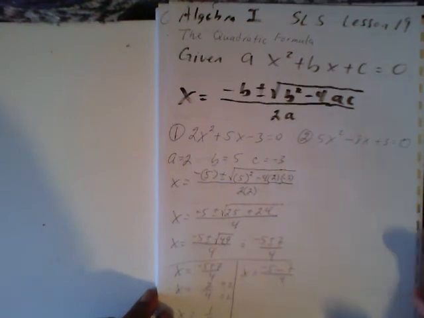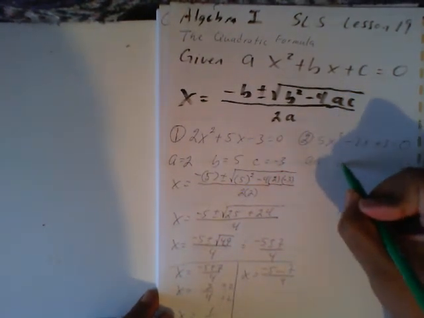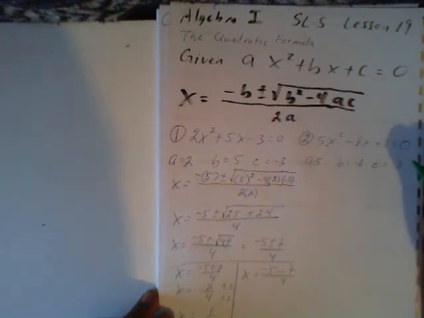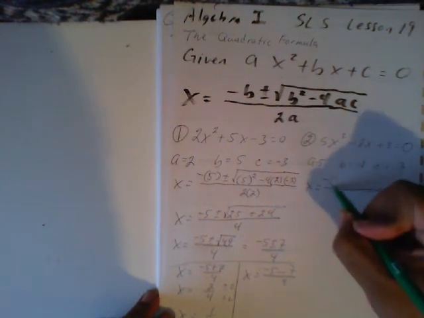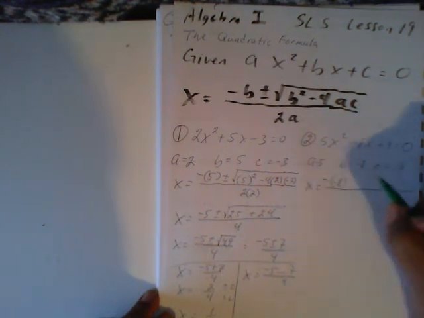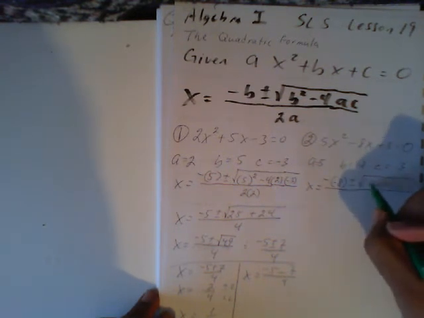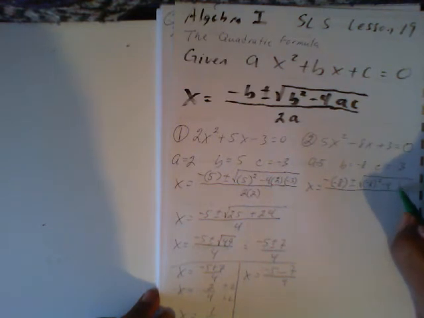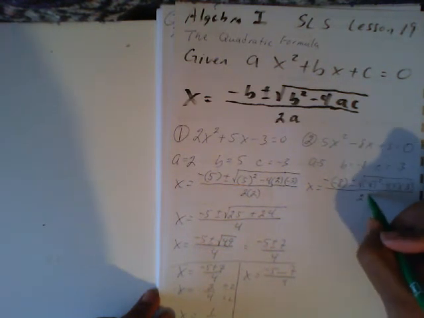Okay. Next one. A here is 5, B is negative 8, and C is the constant 3. So x will be the opposite of negative 8 plus or minus the square root of negative 8 to the second power minus 4 times a, which is 5, times c, which is positive 3, all over 2 times a, which is 5.